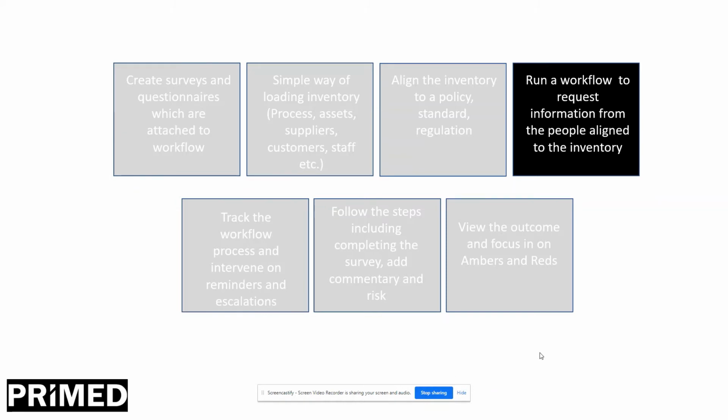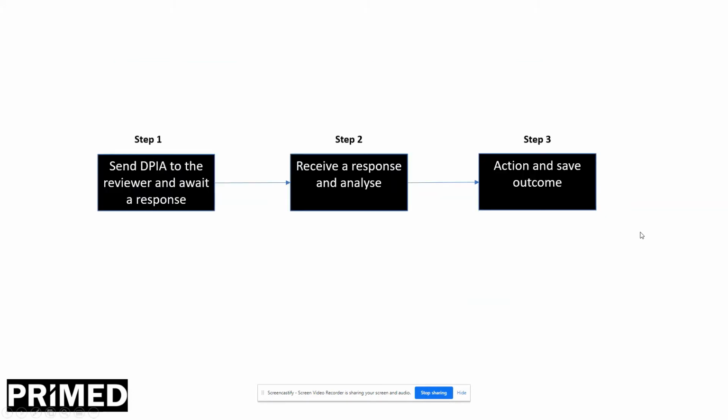And this can be run against any policy in Primed. So just to let you know the type of workflow that we're going to look at now, it's a workflow to validate whether somebody's happy that the information held against an asset is correct. These things are called data privacy impact assessments.